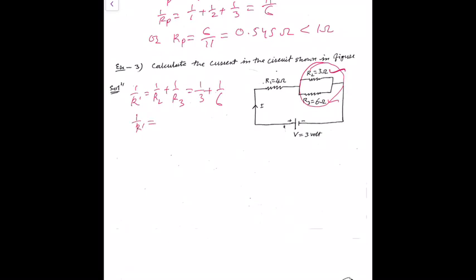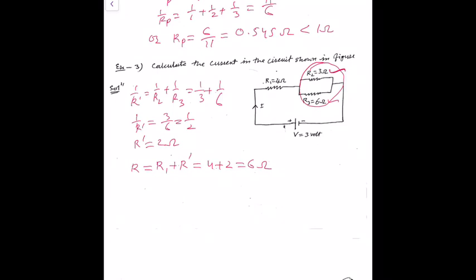So 1 upon R dash is equal to 3 upon 6 or 1 upon 2. It means R dash is equal to 2 ohm. Now R1 and R dash are connected in series, so the equivalent resistance of the circuit is given by R equal to R1 plus R dash is equal to 4 plus 2 is equal to 6 ohm.